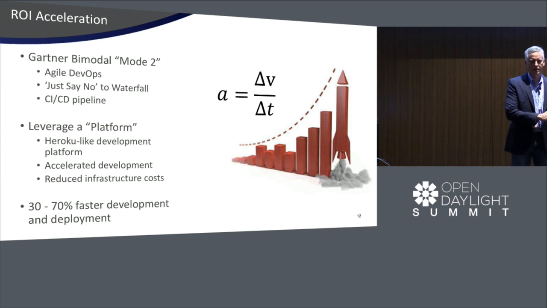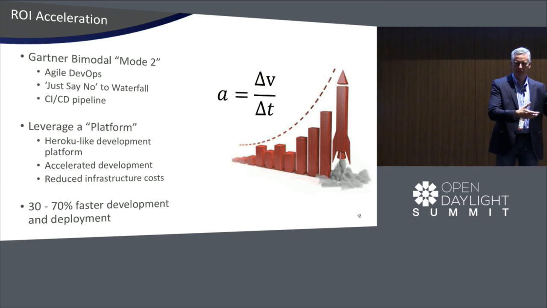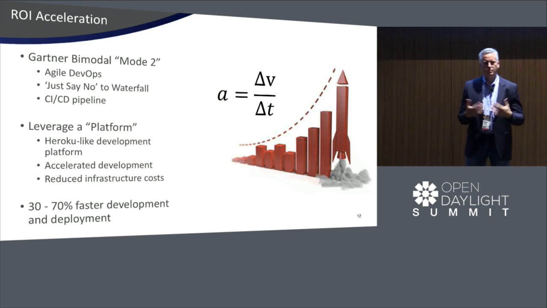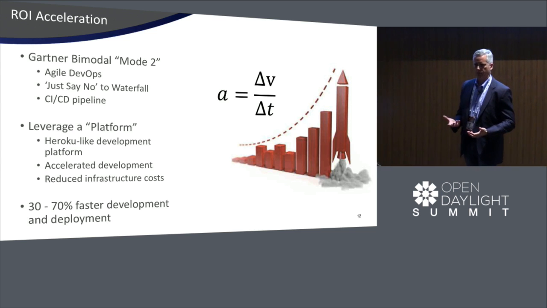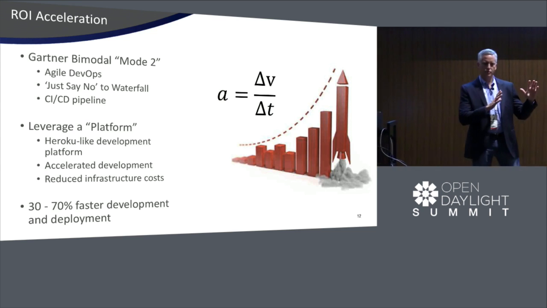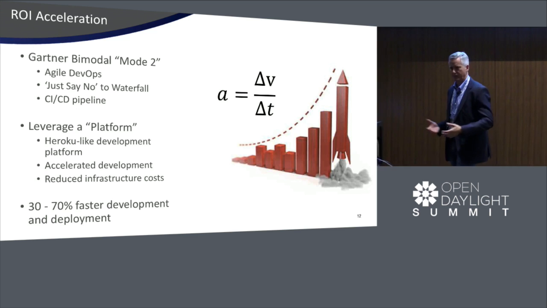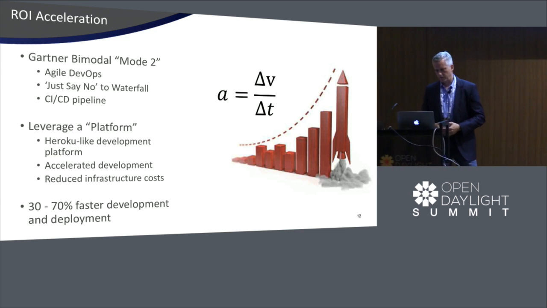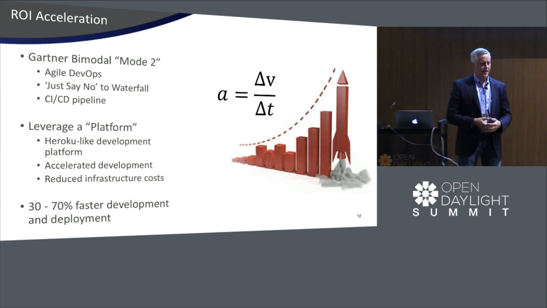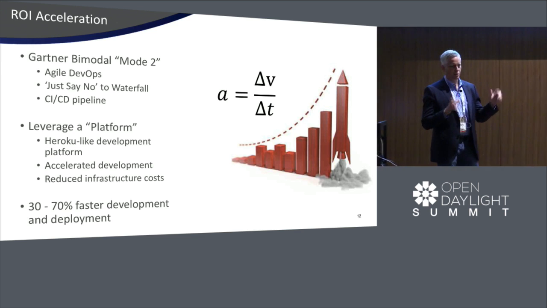But what you need to do is have a mode 2 way of implementing and doing things. And that's more of an agile DevOps approach. Gartner is all about pushing organizations to think more mode 2 to get new initiatives done. And SDN definitely fits into that category. And for that, you just say no to waterfall, right?